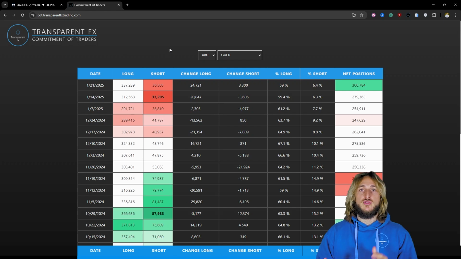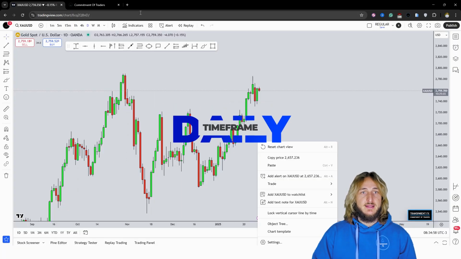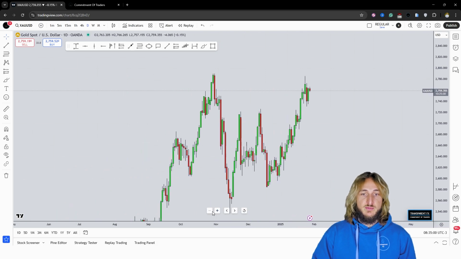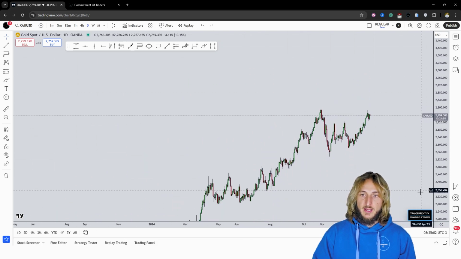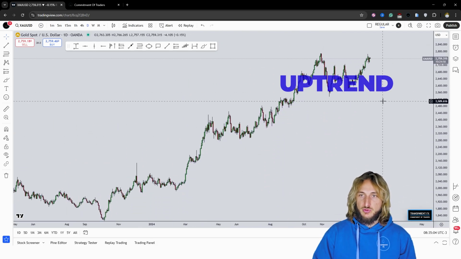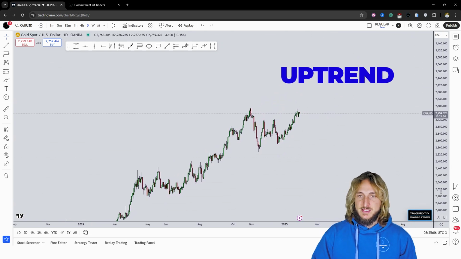So clearly institutions are very bullish on gold, and there is no surprise that the market in the long run has been pushing to the upside quite aggressively. We can see a clear uptrend fueled by this institutional longing.